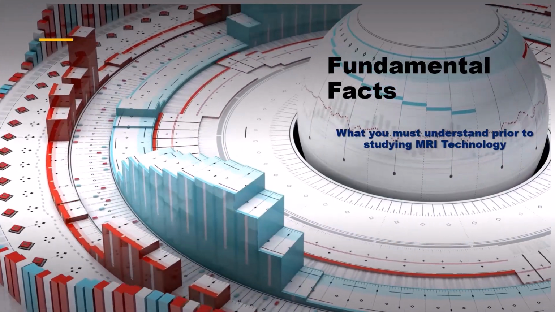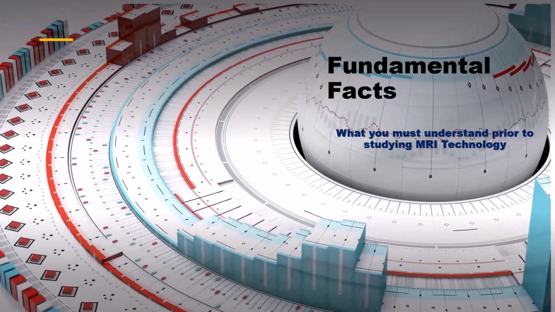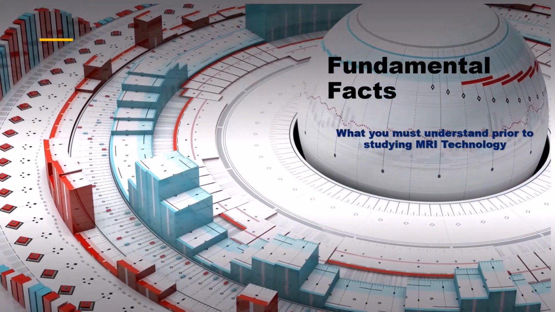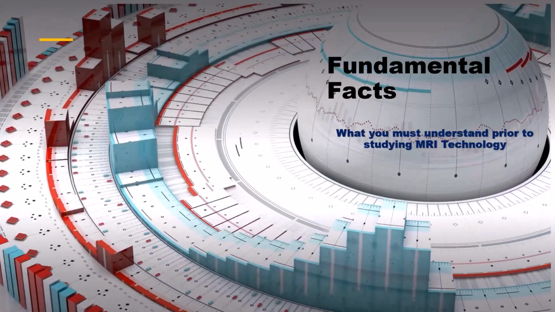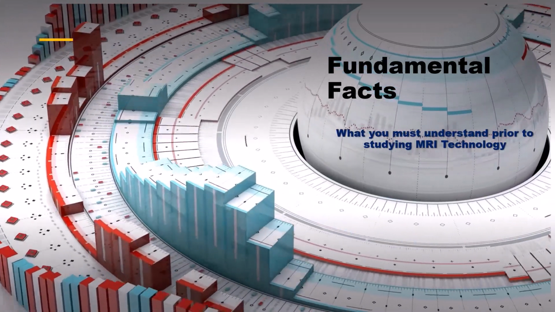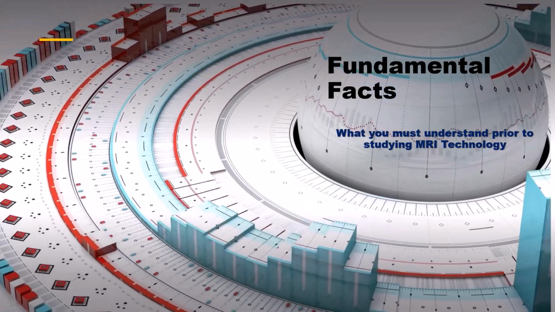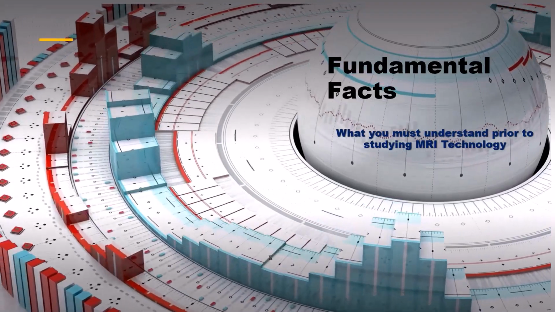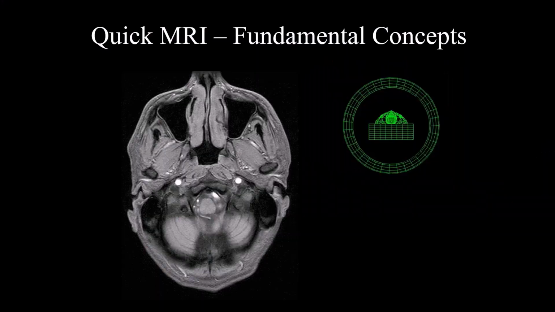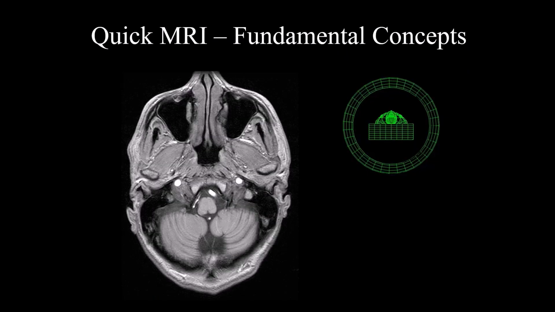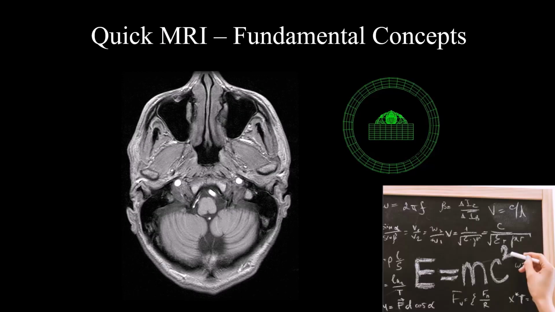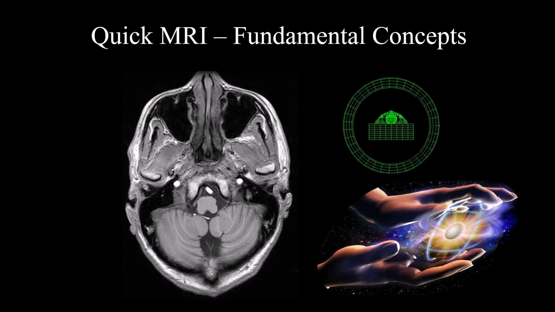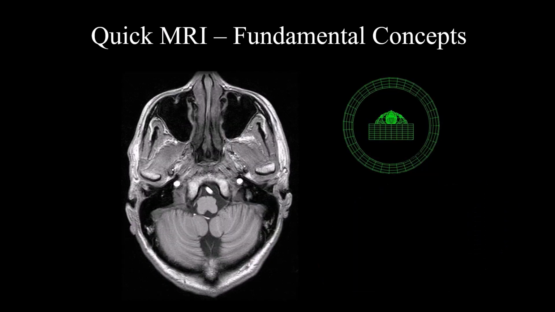Today we want to talk about some fundamental facts about MRI technology that you need to understand prior to actually studying the physics of MRI. What we call today magnetic resonance imaging was originally described as nuclear magnetic resonance imaging. Rather than intimidate everyone starting out with a lot of physics and numbers and equations, let's take a look at a few of the fundamental concepts that needed to be understood prior to conceptualizing those equations.